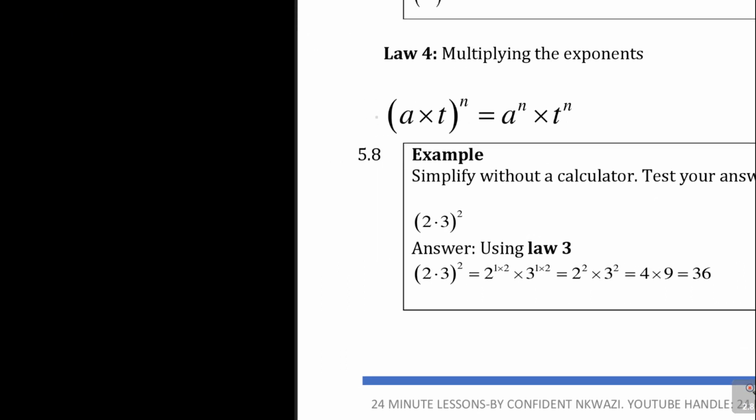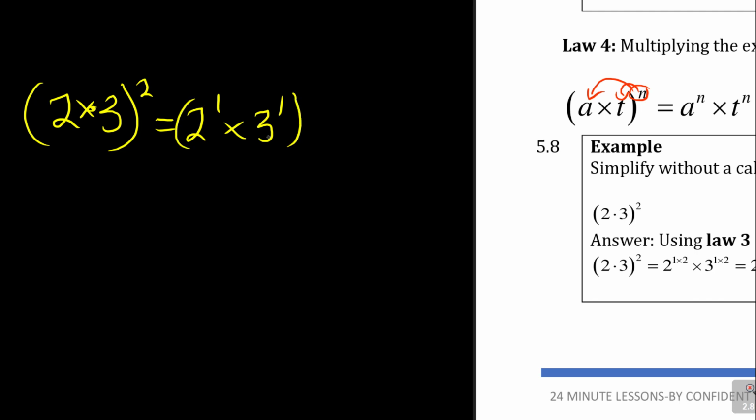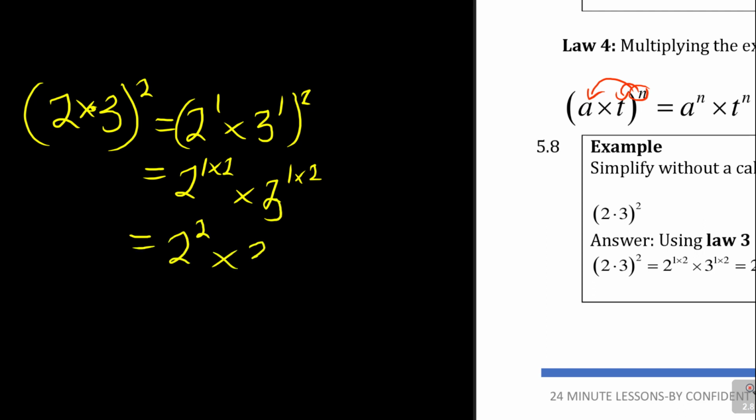Law 3 and 4 are similar. They are saying if you are given a times t to the power n, this n will affect a and affect t. Are you with me? So if they give you 2 dot 3 to the power of 2, remember dot means times. This is the same as 2 to the power 1 times 3 to the power 1, and you're putting the 2 on both. Hence, it's 2 to the power 2 times 3 to the power of 2.